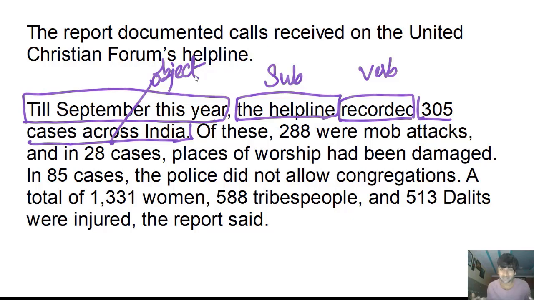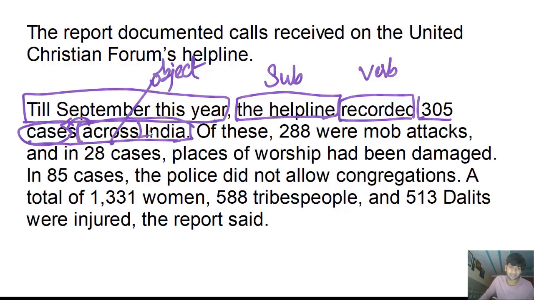See how common noun phrases are. All right, so this subject is a noun phrase, the object itself is a noun phrase. All right, 305 cases. What is the main noun? Cases is the main noun. How many cases? 305 cases. Cases across India. So prepositional phrase. Pre-modifier 305, post-modifier across India. Prepositional phrase. Across is the preposition, India is the noun, right? Object of the preposition.